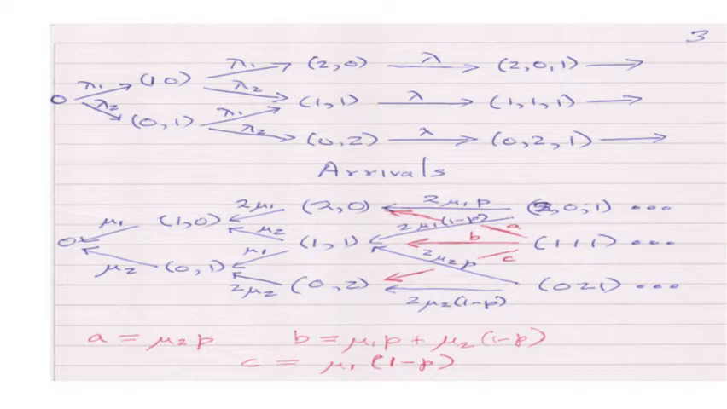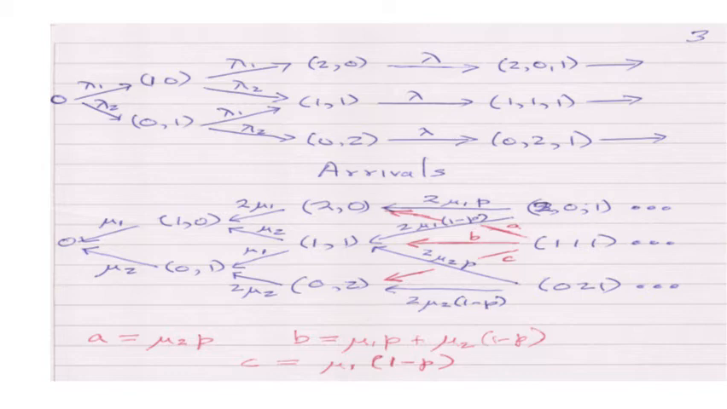From 2-0, so we have 2 short customers, the arrival rate is lambda, and we will end up with 2 short, 0 long, and 1 waiting. We don't know what that 1 waiting is, whether it's short or long, and we will not know until it actually enters service. Then we will classify it. Okay, so those are the arrivals.